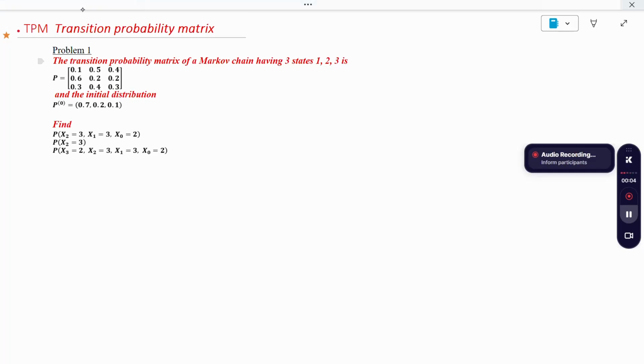Today's topic is transition probability matrix. This is a different way. What are all the conditions given? Some conditions, the TPM, will be given in the question. Initial probability also will be given in the question. Some conditional probability or some question will be asked, how to calculate this.